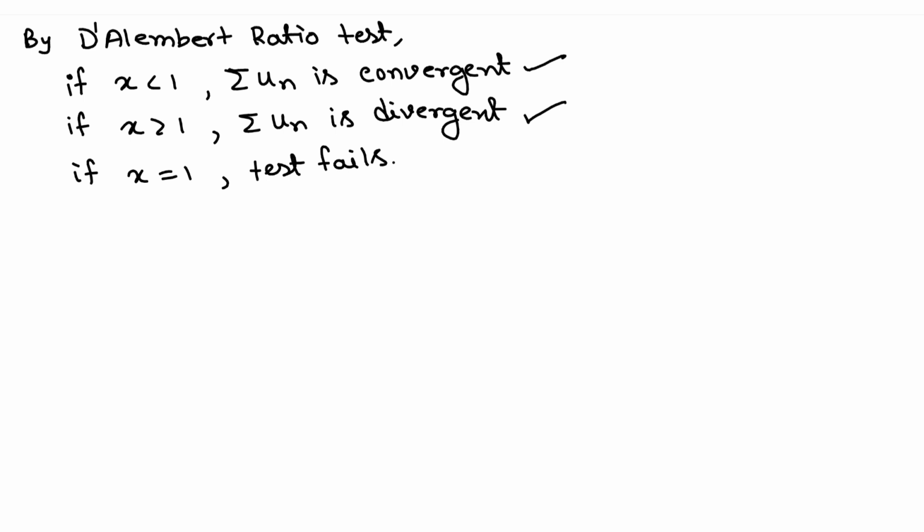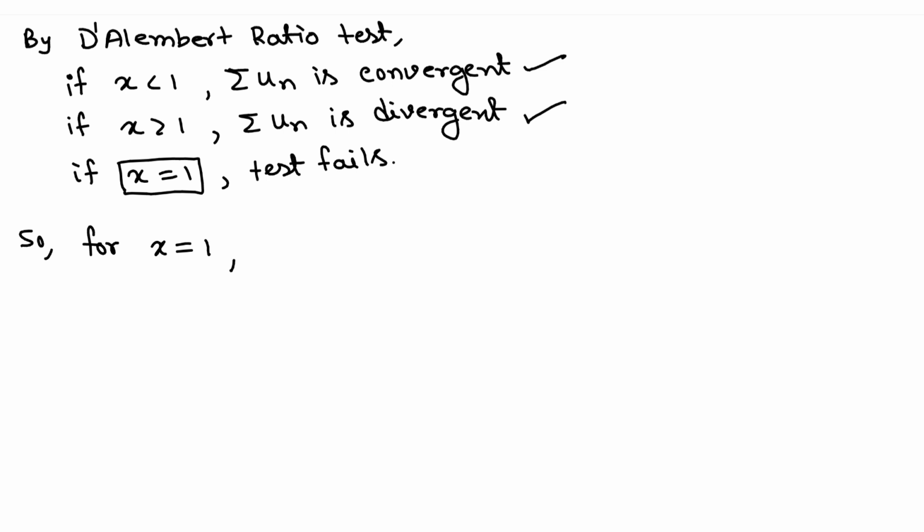Now we have to use Rabb's test, because for x equals 1, D'Alembert ratio test fails. Okay, now we have to use Rabb's test. So for x equals 1, directly you can write actually.